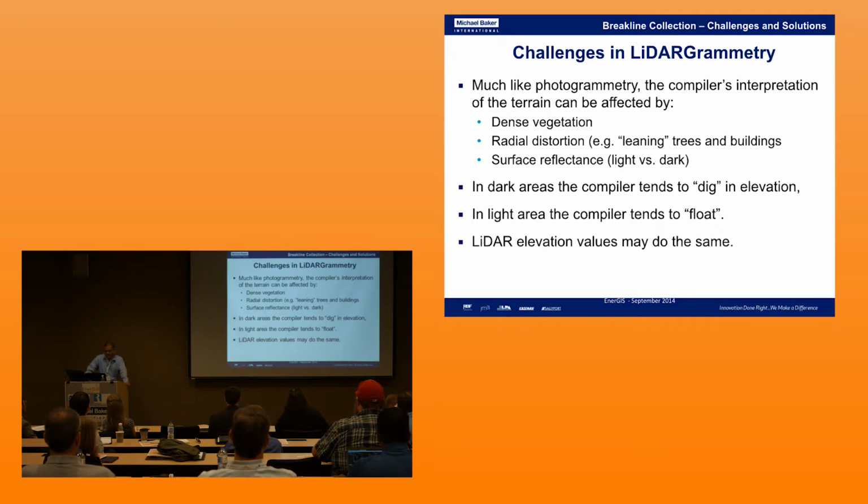So what happens is in dark areas, the compiler tends to dig in elevation, whereas in light areas, the compiler tends to float. When you say dig or float, it means you are not exactly measuring the ground point. So whatever value you get from the breakline capture is either above the actual value or below the actual value. That's what is meant by dig or float. Okay.